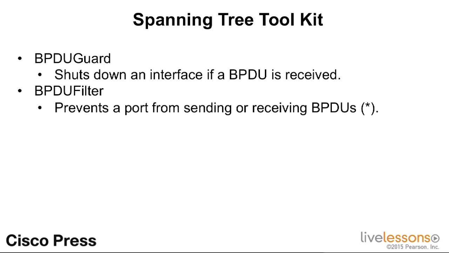So when configured globally, BPDU filter applies to all ports that are operational spanning tree type edge ports. Also, when BPDU filter is configured globally, a port initially sends a series of at least 10 BPDUs.